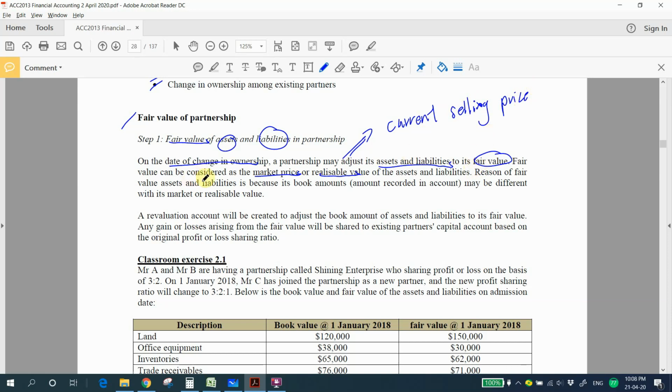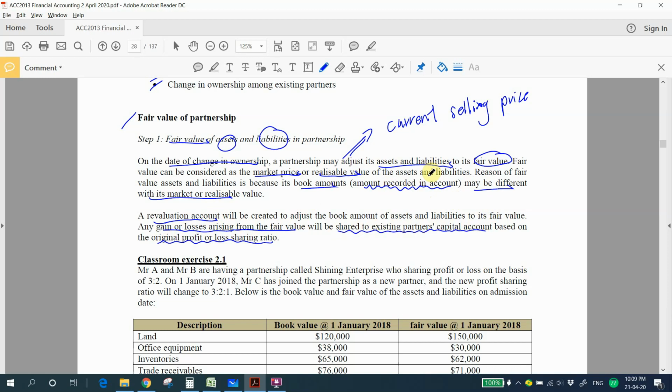The reason for fair valuing assets and liabilities is because of their book value. What is book value? The amount recorded in the account may be different from its market value or realizable value. A valuation account will be created to adjust the book value of assets and liabilities to their fair value. Any gain or loss arising from the fair value will be shared to existing partners' capital accounts based on the original profit or loss sharing ratio.